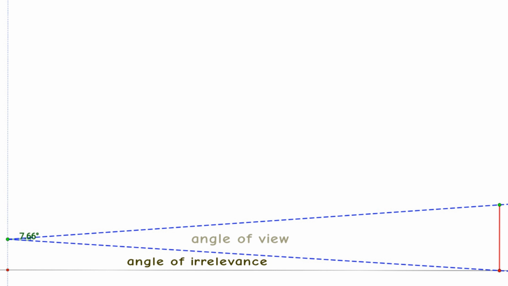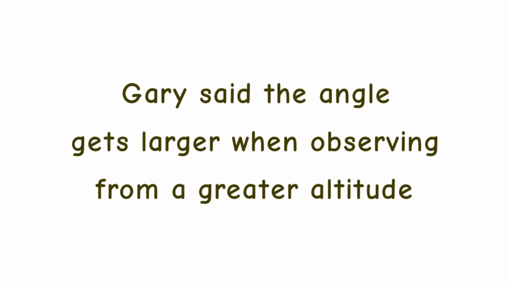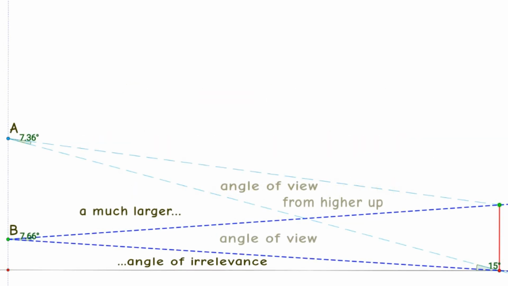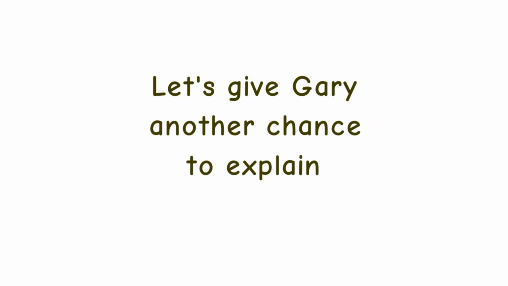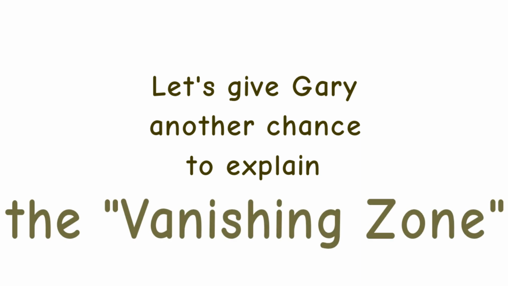Even when the angle does get larger with altitude, there is absolutely no reason that it should make objects clearer nor increase their angular size. So what angle does cause the optical limit of perspective compression? And what is the vanishing zone? Let's see what else Gary Wybenga has to teach us.